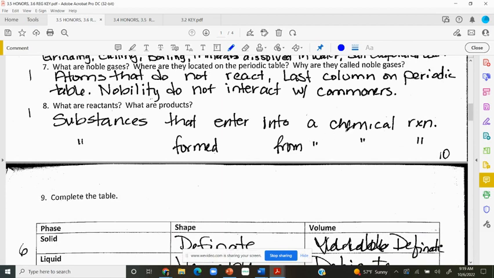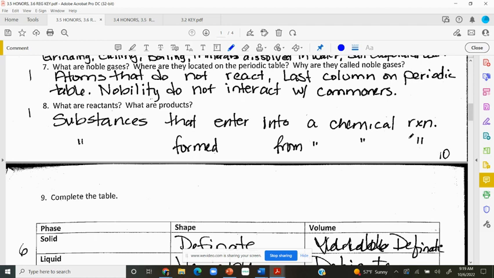Reactants are the things that start in a chemical reaction, and the products are the things that are formed. These double ticks here, these are called ticks. That means that whatever was written up here gets brought back down here. So you don't have to rewrite it. It's a faster way. It's just a way to annotate something faster.